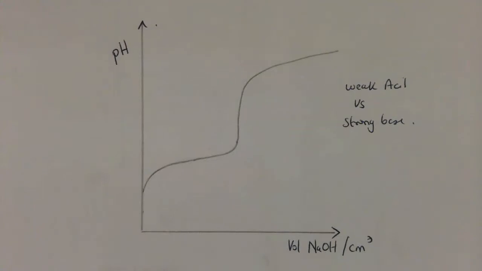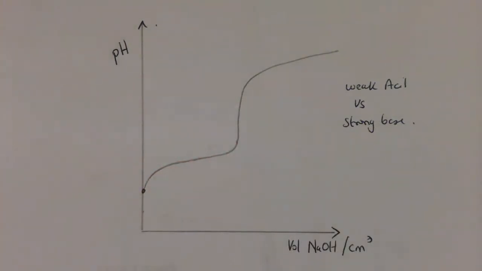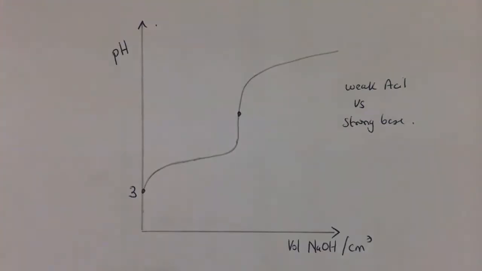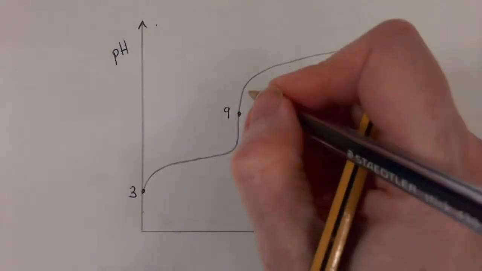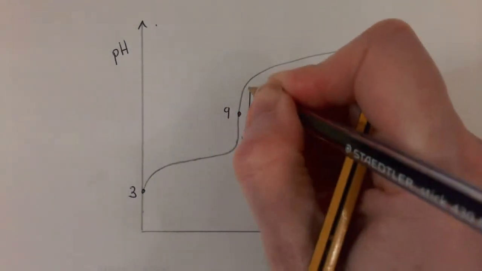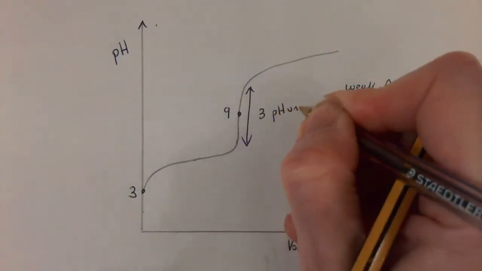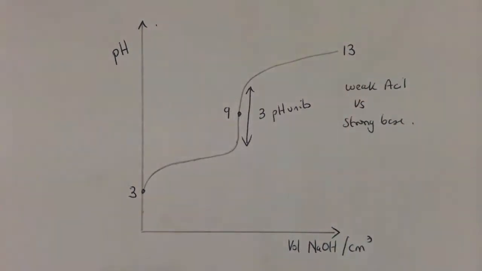A weak acid versus a strong base, however, looks a little bit different. Same sort of shape, but different starting points. Because it's a weak acid, it starts around about pH 3. The midpoint of this vertical section is around about pH 9. It only covers about 3 pH units, but it still finishes about 13.